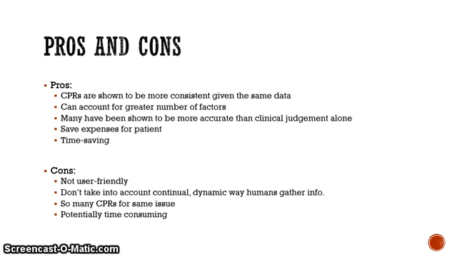So there are pros and cons. Some of the pros would be that CPRs are shown to be more consistent given the same data. They can account for greater numbers of factors. Many have been shown to be more accurate than clinical judgment alone. They also save expense and time for the patient. Some of the cons would be that they are not always user-friendly. They do not take into account dynamic ways that humans gather information. Many CPRs have been made for the same issue, so this causes a problem of potential extra time being used up in figuring out which CPR to use for that given situation.